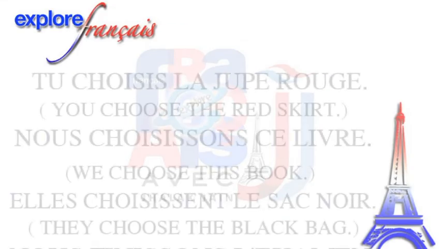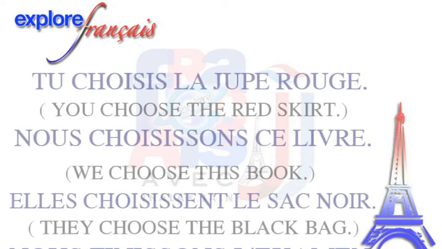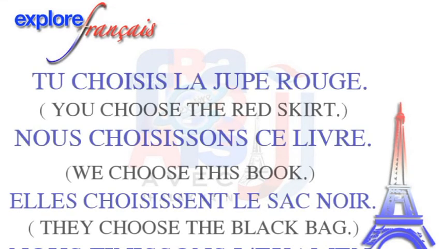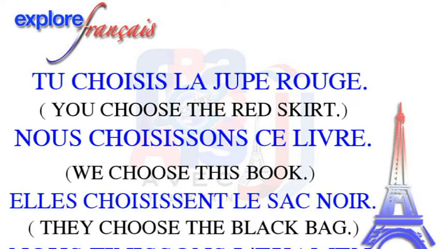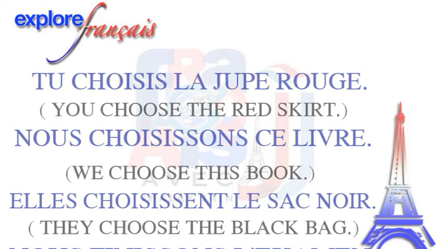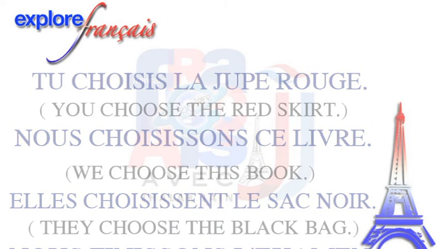Let's make a few examples taking the verb choisir. First, tu choisis la jupe rouge means you choose the red skirt. Second, nous choisissons ce livre means we choose this book. Third, elle choisit le sac noir means she chooses the black bag.